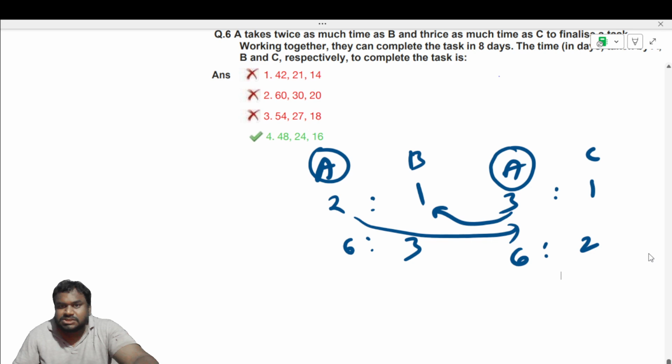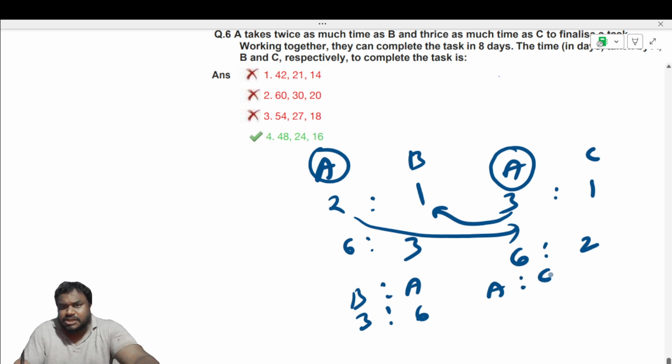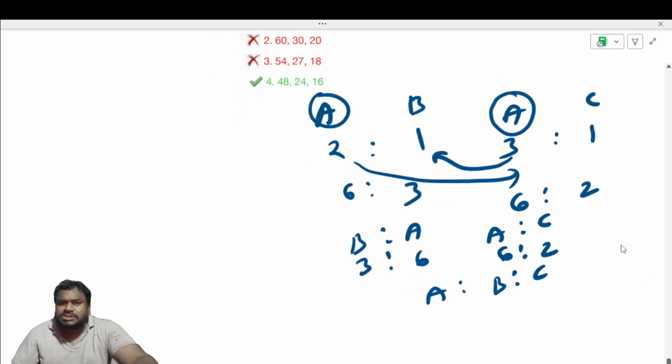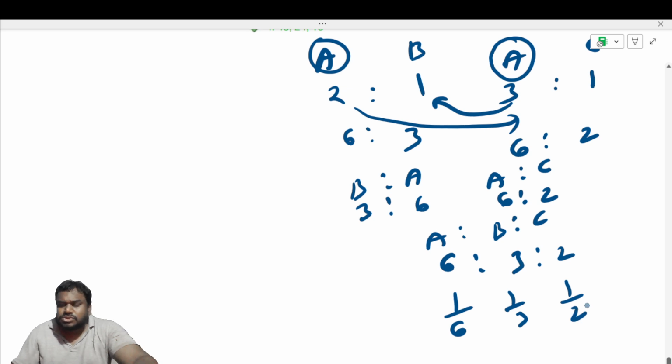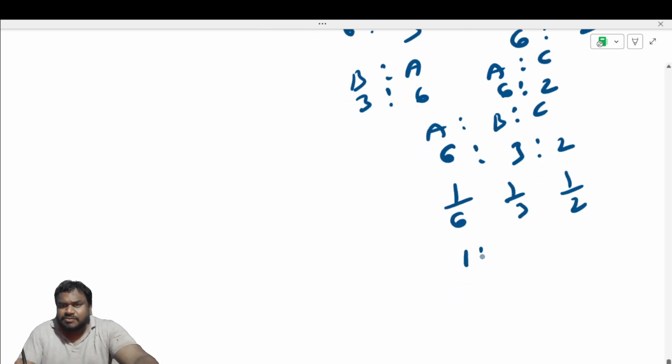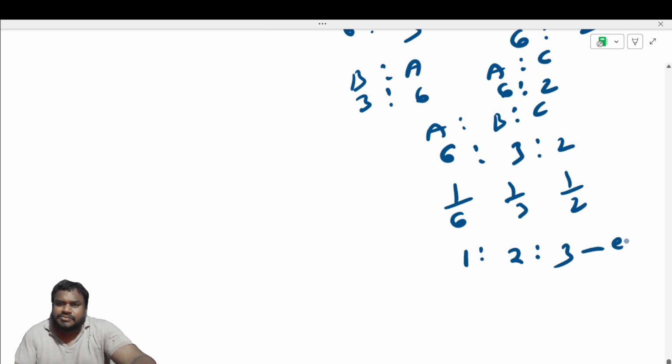Then the efficiencies, these are the time ratios. B is to A is 3 is to 6 and A is to C is 6 is to 2. So A is to B is to C is 6 is to 3 is to 2. So now efficiencies are 1 by 6, 1 by 3, 1 by 2. So LCM is 6, then 1, 2, 3. So these are the efficiencies.